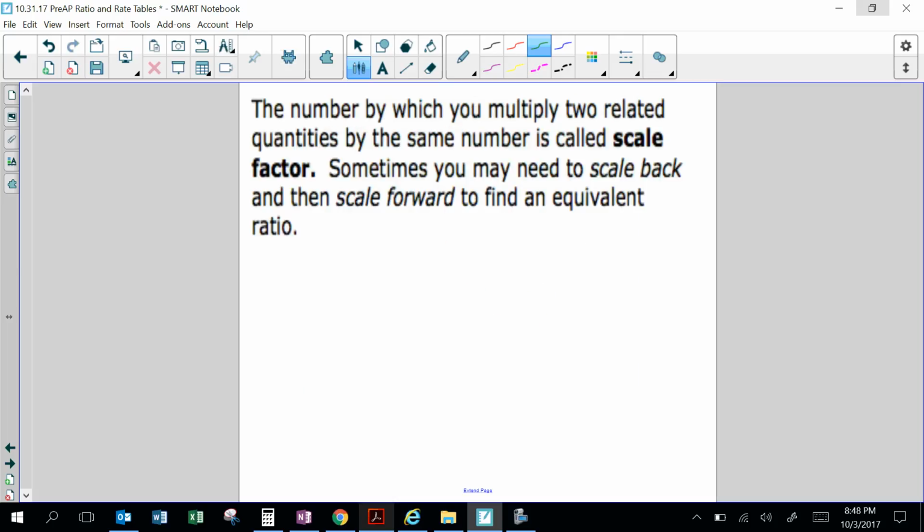So the number by which you multiply two related quantities by the same number is called scale factor. That's why you've been hearing me use this word scale factor for many, many lessons now. Sometimes you need to scale back. That's like dividing or multiplying. For example, if you said dividing by 2, you're really multiplying by its reciprocal. That's why we've been using multiply by a fraction. And sometimes you scale forward. That means you're building it up, like times 4 to find an equivalent ratio.